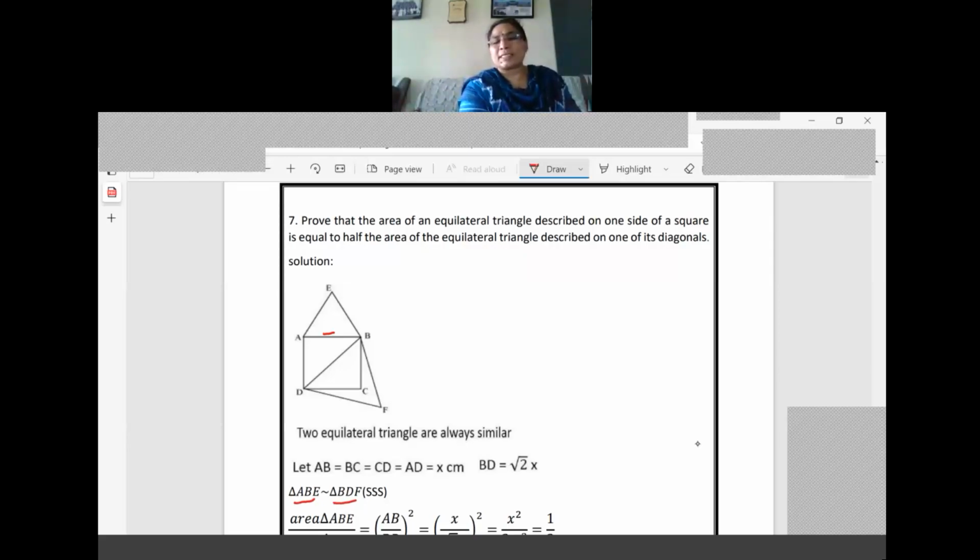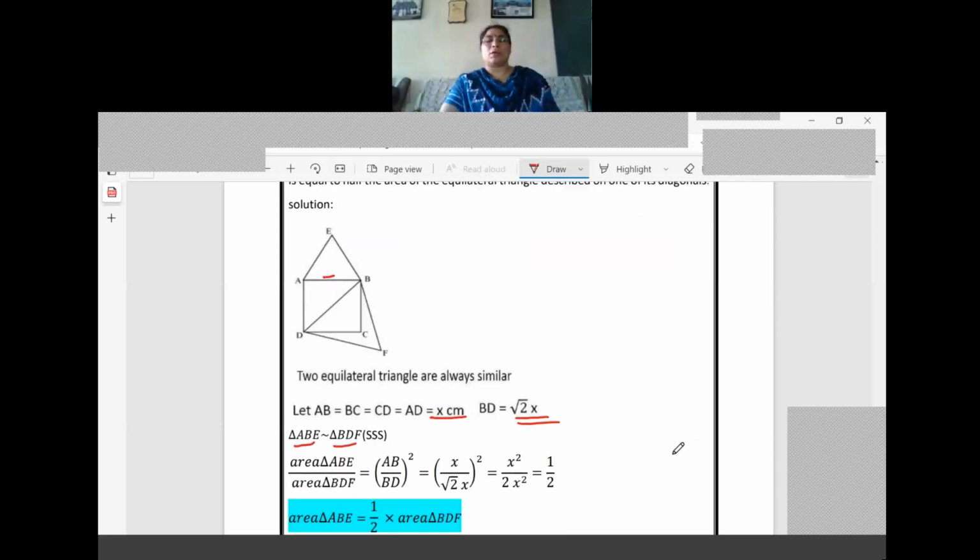If the side is x, the diagonal we already know is root 2 x by the Pythagoras theorem. So we have taken the square side equal to x and the diagonal equal to root 2 into x. Now we already know that equilateral triangle means all the angles are equal, and all the sides are in the same ratio. So we can go for either AA criteria or SSS criteria. These two triangles are similar. So no proof is required. It's a direct result only.